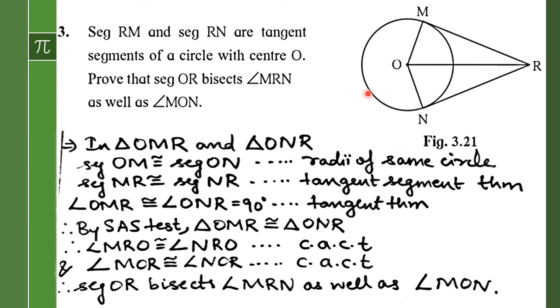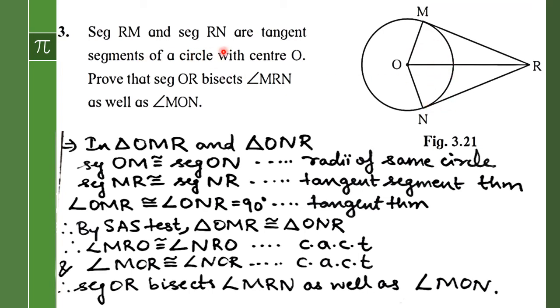So this is the third question in the practice set. Here again we have something similar to the previous problem. There is one external point. From there we have two tangent segments RM and RN, and then the construction is already made. OM and ON are already joined, and hence we are getting two triangles.